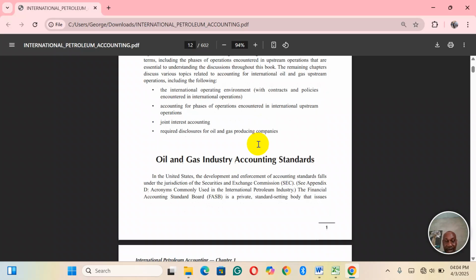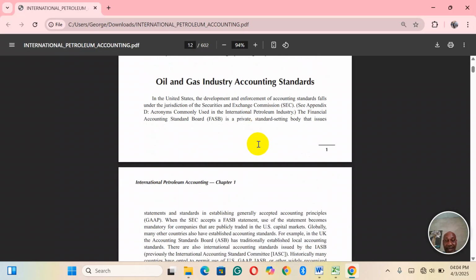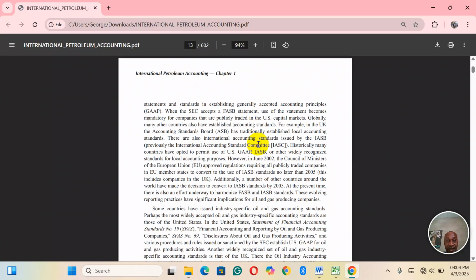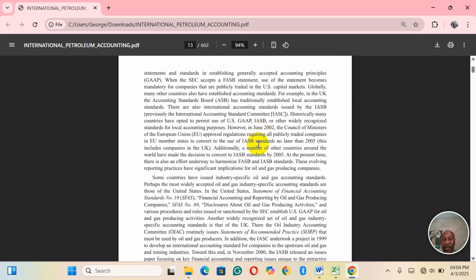Then we're looking at the oil and gas industry according to standards. In the United States, the development and enforcement of accounting standards falls under the jurisdiction of the Securities and Exchange Commission, the SEC. We look at that later. And the Financial Accounting Standards Board, the FASB, is a private standard-setting body that issues statements and standards, establishing generally accepted accounting principles, GAAP.